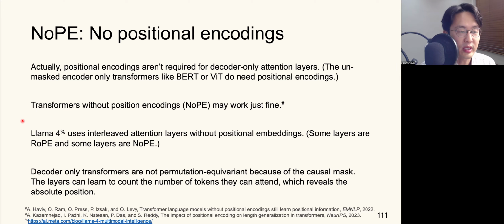It really doesn't make any sense to exclude positional encodings for BERT and ViT. If you remove the positional encodings in these architectures, you can immediately see the performance degrade significantly. But when you're working with decoder-only transformers that have the masking mechanism, transformers without positional encodings may work just fine. Transformers with no positional encodings are referred to as NoPE.